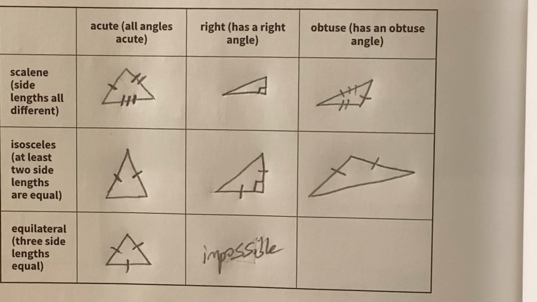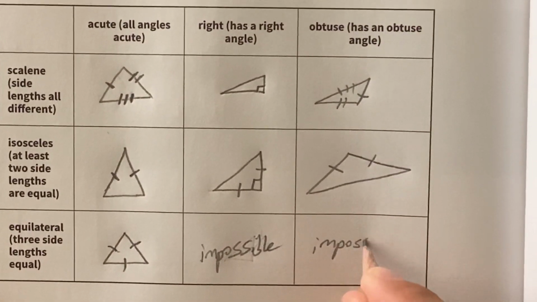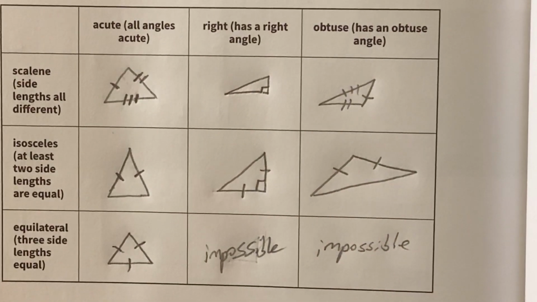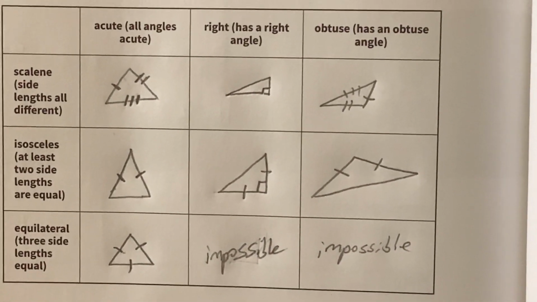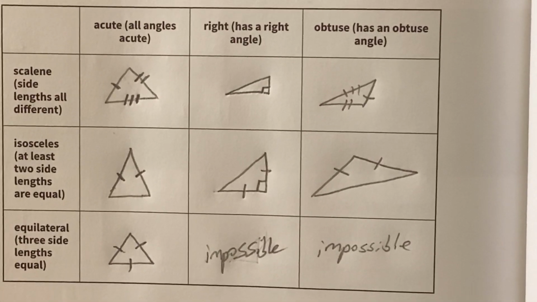Obtuse angle on all 3 sides being the same. Again, you can try to draw that, it ain't gonna work. There is your second and final impossible one to draw. Those of you that said 2 impossibles, are those the 2 that you had marked? No? Yeah, those are the ones that are not able to draw.